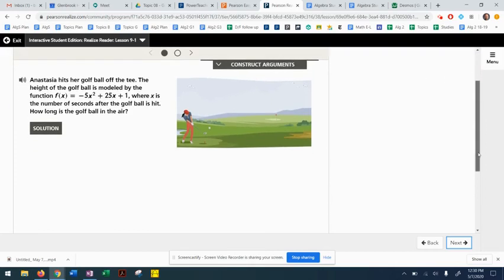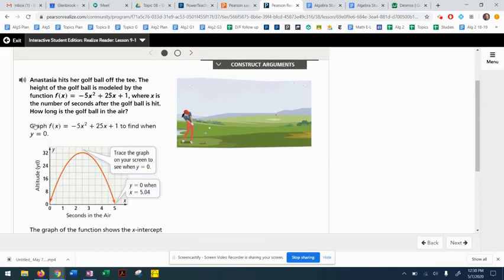So let's take a look at the solution that they provide. First, we graph the function. You could do this on Desmos or a calculator. We want to find when y equals 0. That's because when y equals 0 is when the height equals 0. So we're going to find that it's going to hit a little bit after 5. It shows that the golf ball is in the air for 5 seconds.